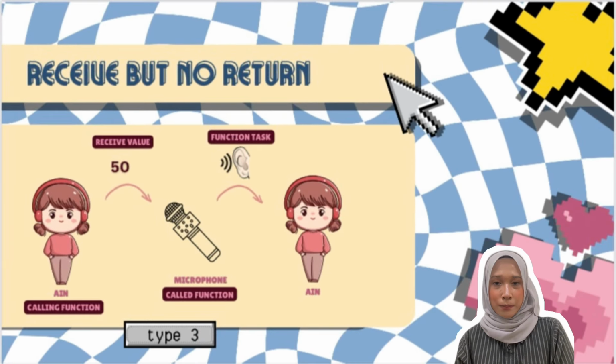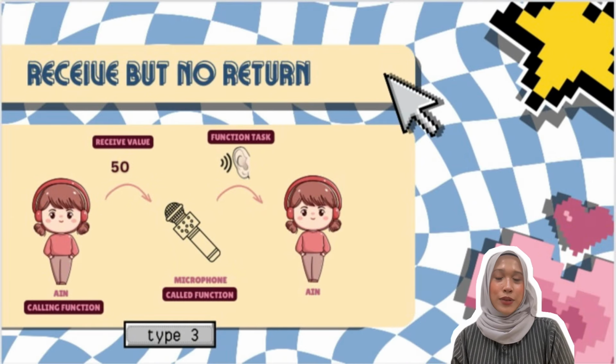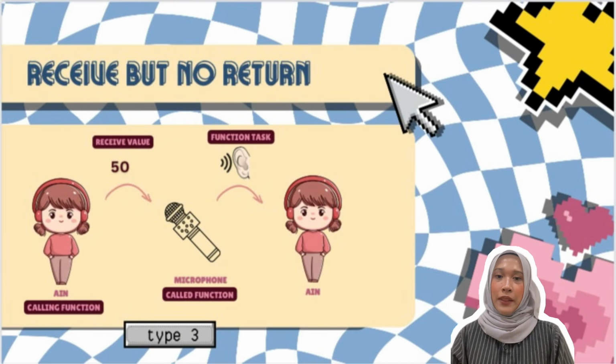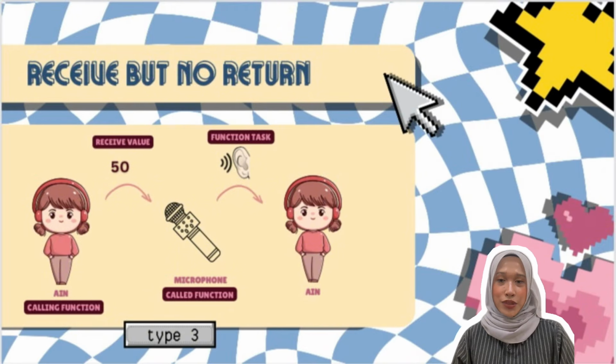Let me give a simple analogy. Imagine Ain speaks into the microphone. Ain says that her number is 50 to the microphone, but the microphone does not give anything back. It only uses the input to do its job.